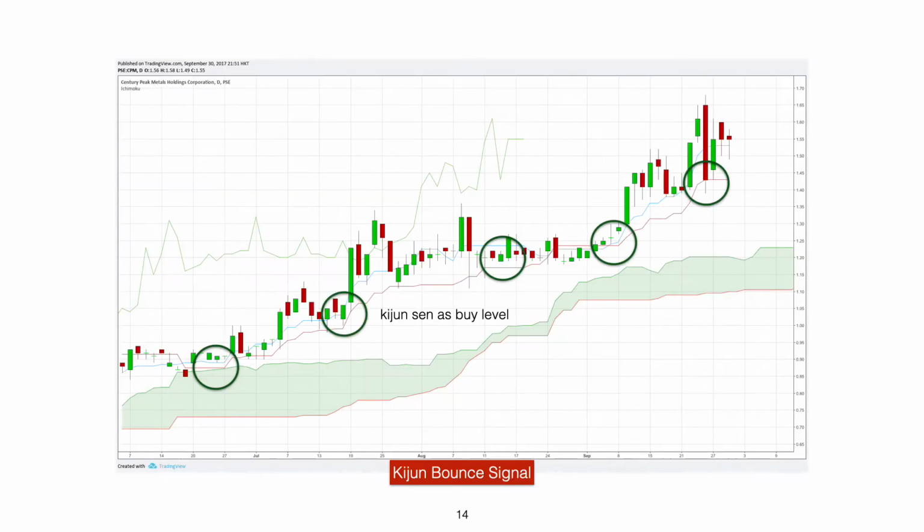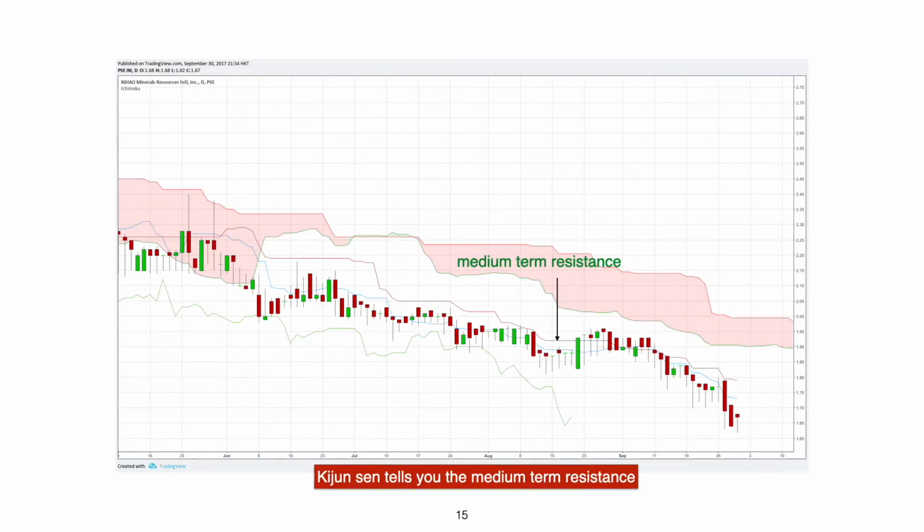The Kijun Sen line serves as medium-term support line. When an uptrending stock consolidates and bounces off its Kijun Sen line, this means that the medium-term trend is still bullish. The encircled areas are good areas to buy into an uptrending market. So if you will buy the dips, a good position to enter is at the Kijun Sen line. Once price falls below the Kijun Sen line, that becomes the medium-term resistance. The reversal of roles between support and resistance also applies with Ichimoku.